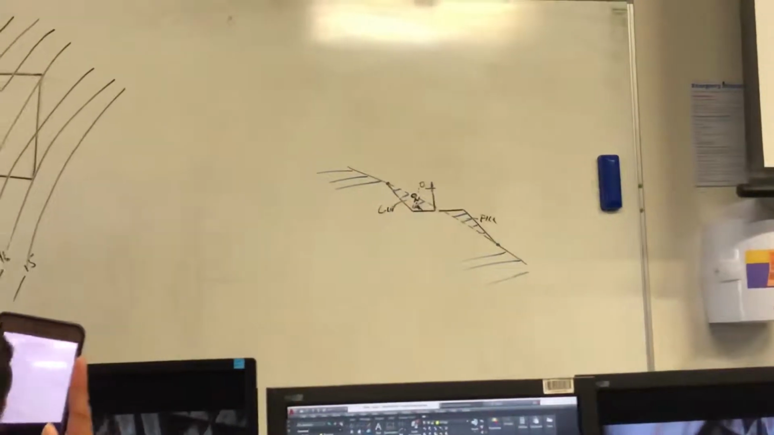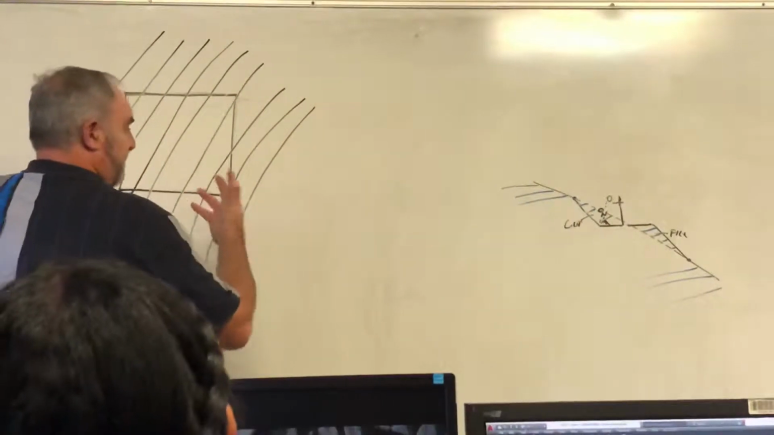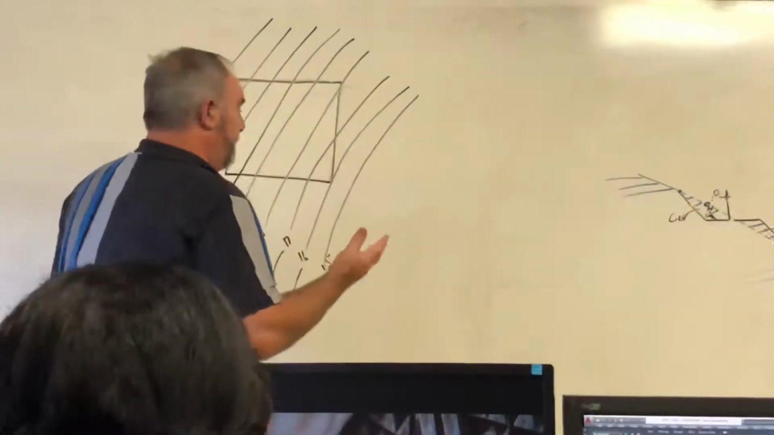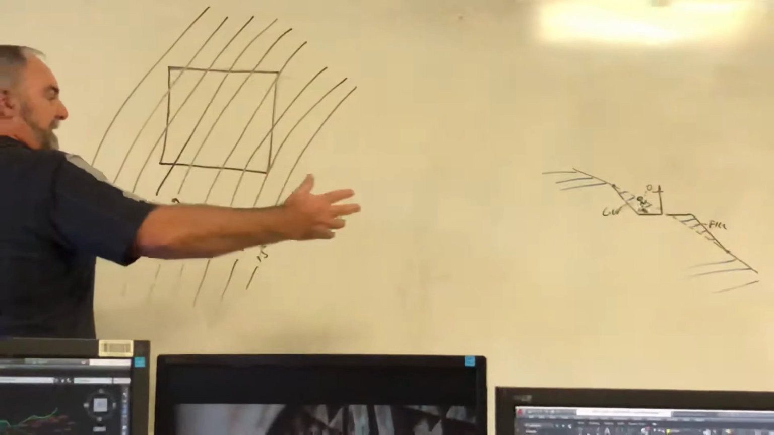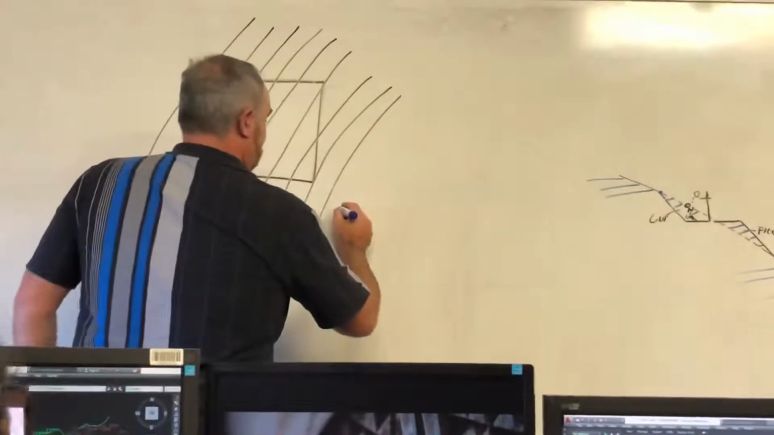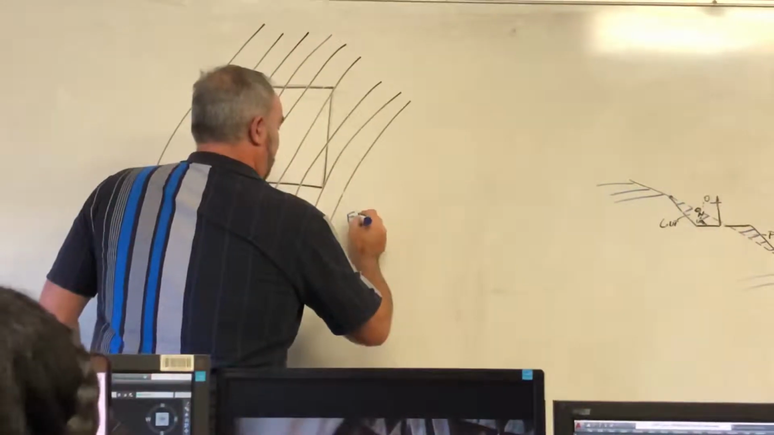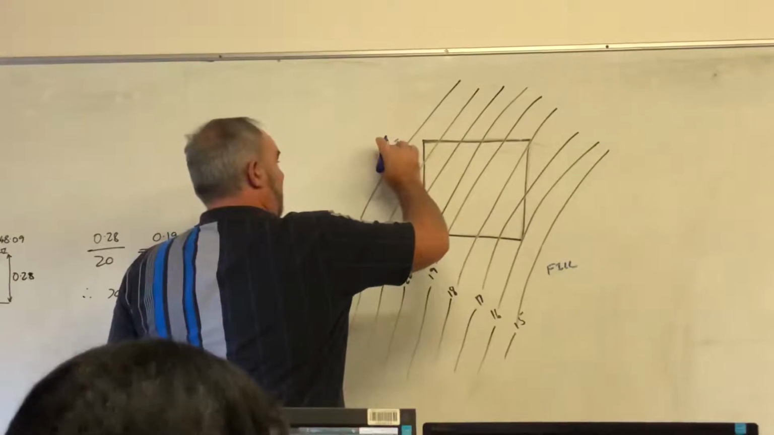So the first thing we need to do is determine what area of this is going to be, shall we say, fill, and what area is going to be cut. The fill area is going to be the bottom part of the platform, so it's going to be down here somewhere. And the cut area is going to be up here.